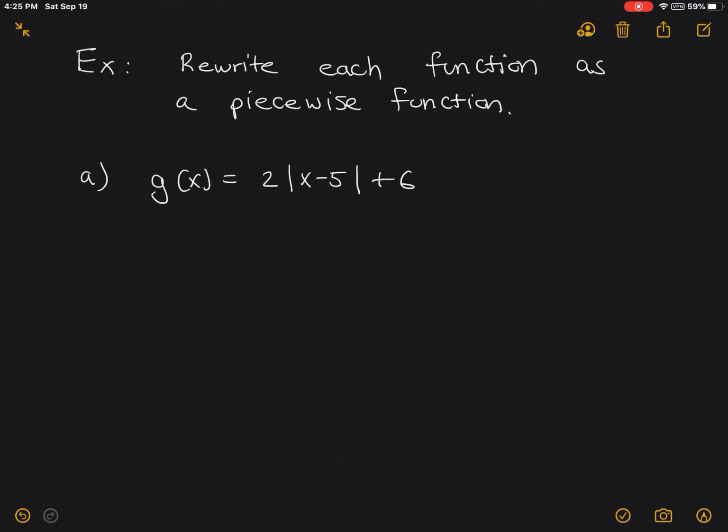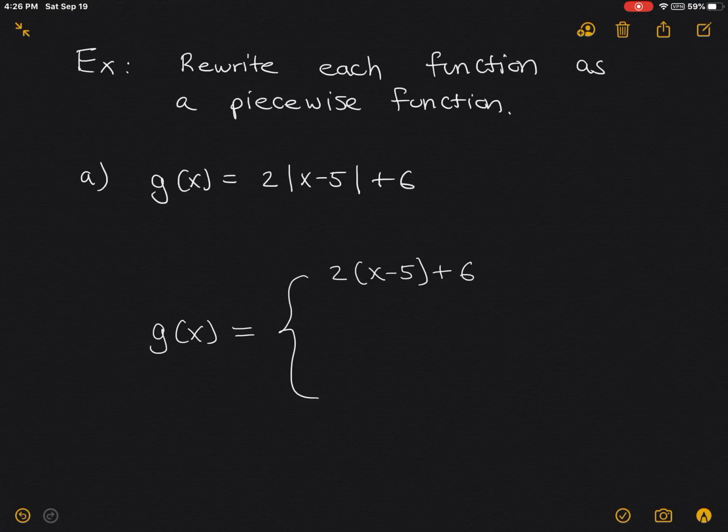All right, let's take a look at two examples here. It says rewrite each function as a piecewise function. Right now I have an absolute value symbol, and I want to rewrite it as a piecewise function, so I'm going to apply the definition. I'm going to start by saying g of x is equal to, I guess you can call this a little squiggly line. The first thing I'm going to do is drop the absolute value symbol.